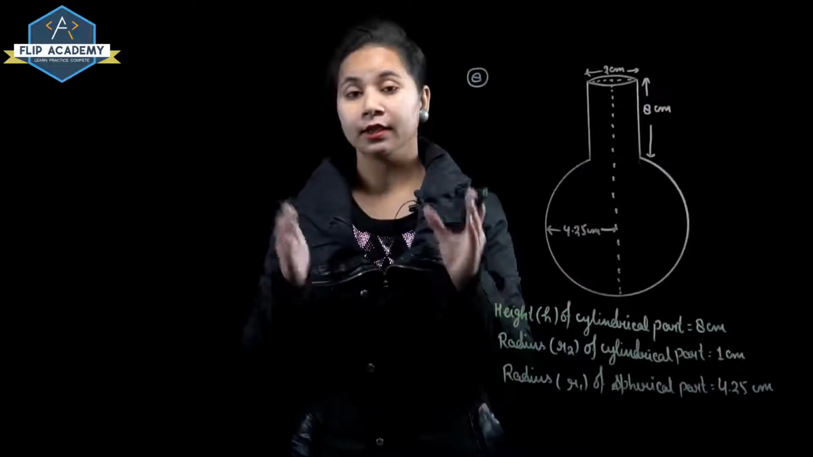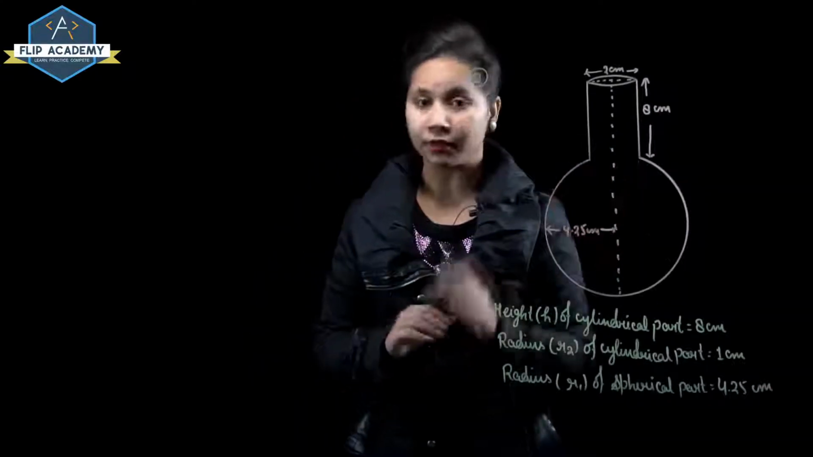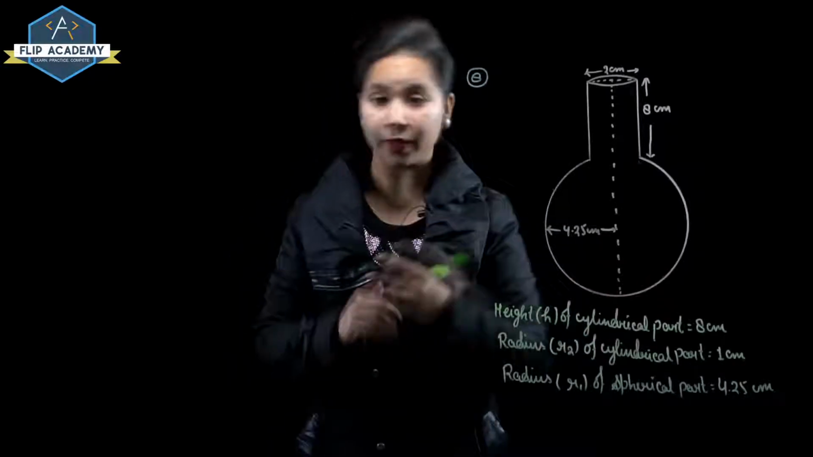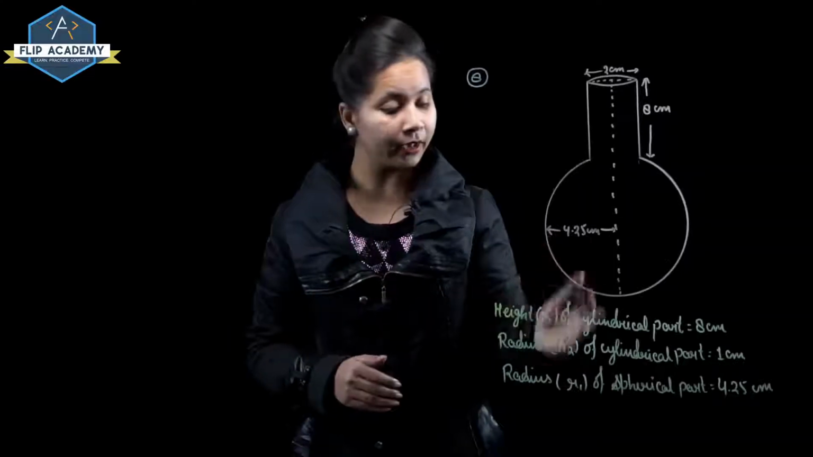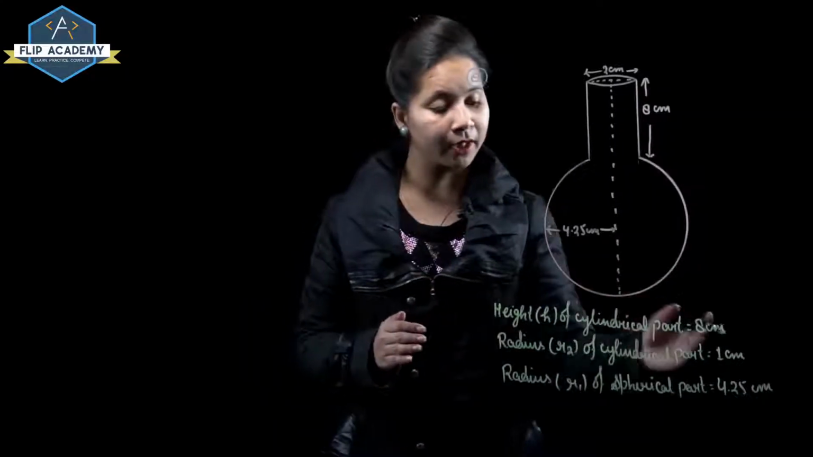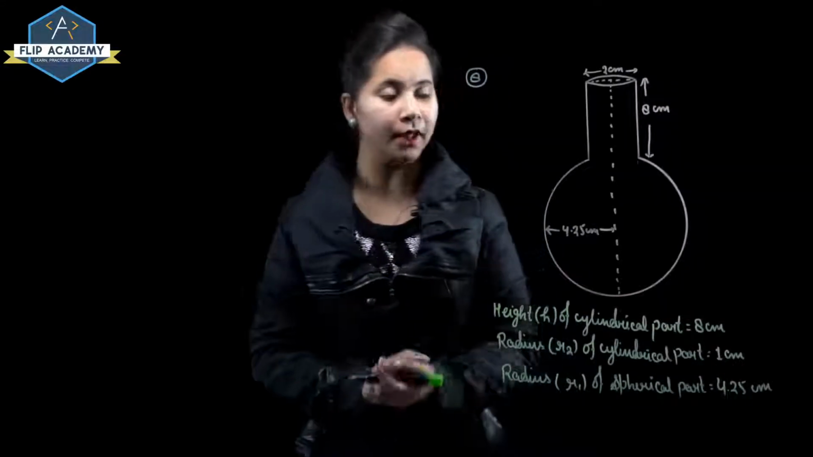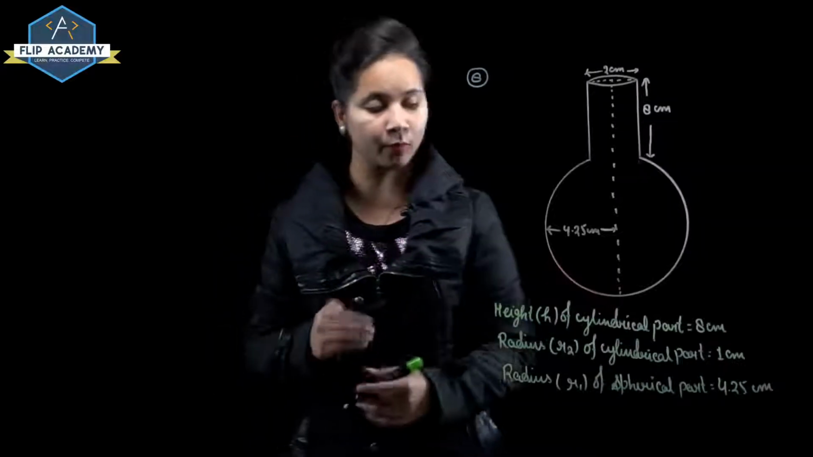Students, look at this figure. This is the spherical vessel. ये क्या है, spherical vessel है, in which this portion is a sphere and this is the cylindrical neck. Given that height of cylindrical part equal to 8 cm. Cylindrical part की जो height है वो कितनी है, 8 cm, and the radius of cylindrical part equal to 1 cm. Similarly, radius of spherical part कितना है, 4.25 cm, because given किया गया था diameter of spherical part equal to 8.5 cm. डायमीटर में 2 का डिवाइड कर देंगे, कितना आ जाएगा, 4.25 सेंटीमीटर.